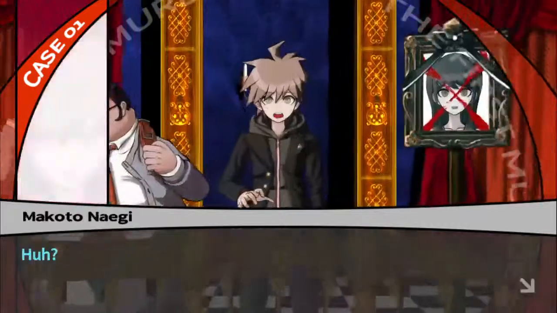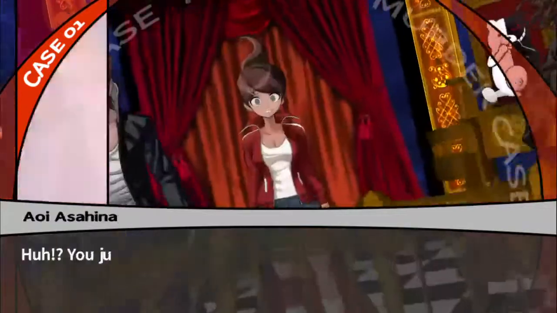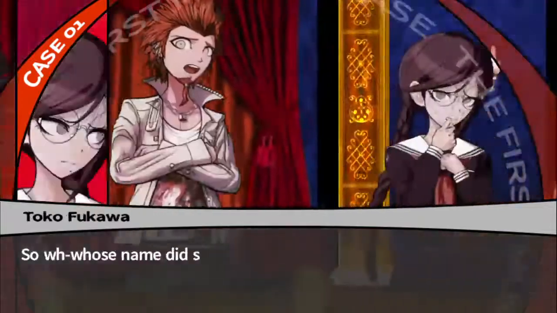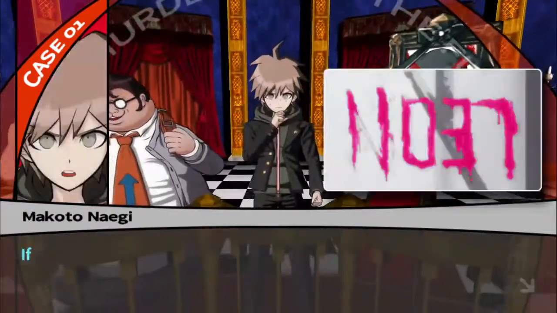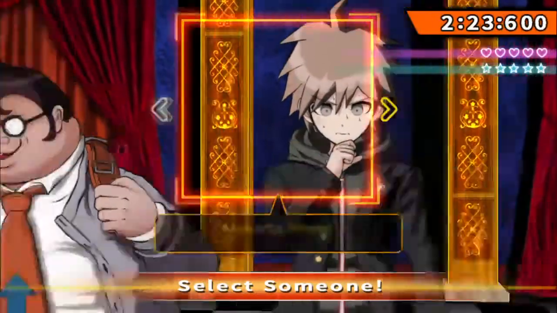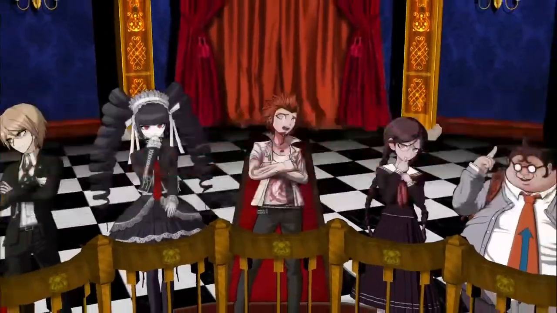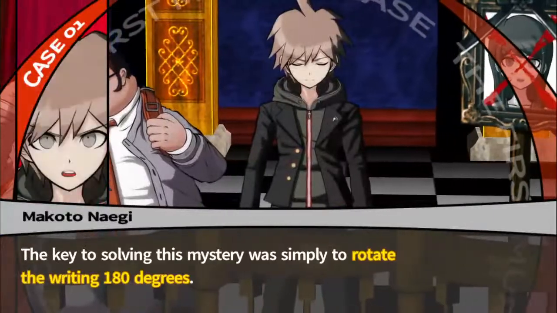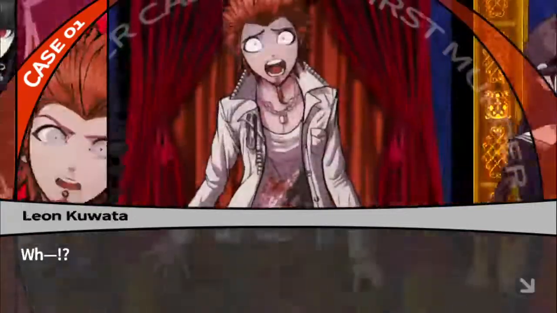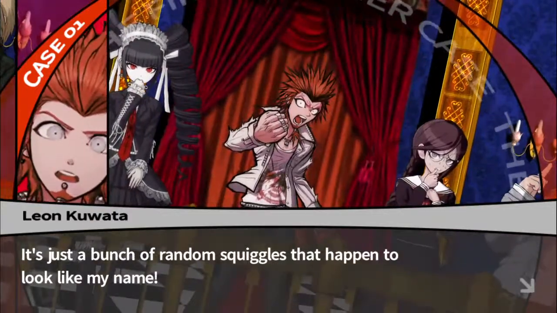Rotate the image 180... Oh my god. Huh? You just shot past the clue part and right on to who did it. So, whose name? Here's my answer. The key to solving this mystery: if you turn the message, it becomes the letters L-E-O-N. What the hell are you talking about? It's just a bunch of random squiggles that happen to look like my name.